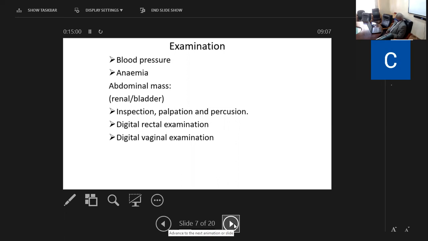Digital rectal examination and the digital vaginal examination in women. Forget about digital vaginal examination because the prostate we are focusing on does not involve women. Concentrate now on a digital rectal examination. Very important. If you put your finger in the rectum, a gloved, well-lubricated finger, lateral position of the patient, you explain it to the patient, you do rectal examination, the prostate will be enlarged.